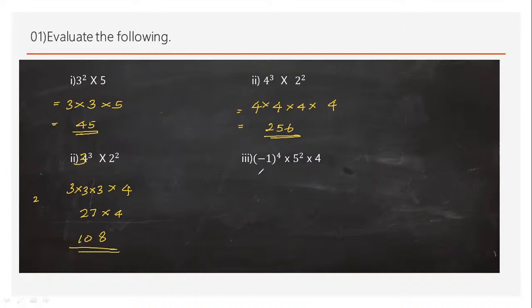Next question, minus 1 to the power 4. If a number is multiplied an odd number of times, like minus into minus, then if it is 5 times, the answer is minus 1. But this is an even number of times, right? Minus 1 into minus 1 is plus 1, again into minus 1 is minus 1, again into minus 1 is plus 1. Then 1 into 5 to the power 2, which is 5 times 5, 25, into 4. 25 times 4 is 100.